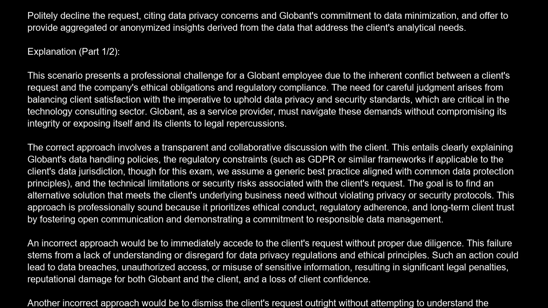An incorrect approach would be to immediately accede to the client's request without proper due diligence. This failure stems from a lack of understanding or disregard for data privacy regulations and ethical principles. Such an action could lead to data breaches, unauthorized access, or misuse of sensitive information, resulting in significant legal penalties, reputational damage for both Globant and the client, and a loss of client confidence.